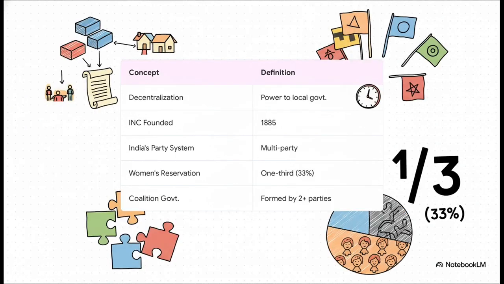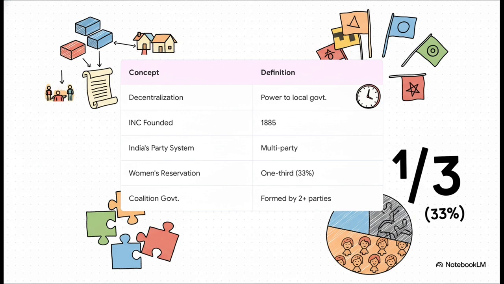Let's keep the momentum going with these core concepts. First, decentralization. So what's that? Well, it's just a fancy term for shifting power from the big central government down to local governments, bringing it closer to the people. Next, a history nugget. The Indian National Congress was founded way back in 1885. India's political setup is a multi-party system, which makes sense for such a diverse country. We see that 1/3 reservation for women again, a really key move for inclusion.